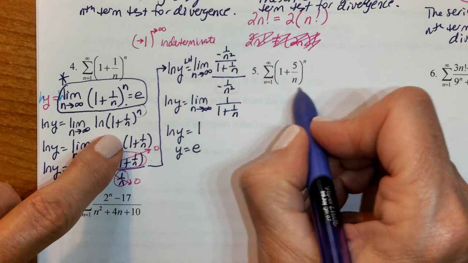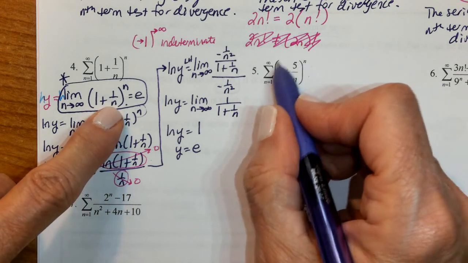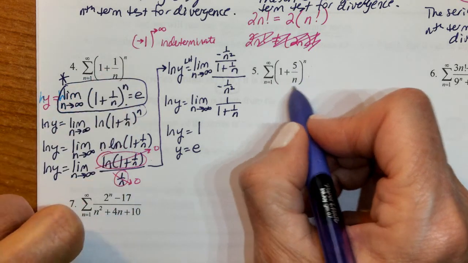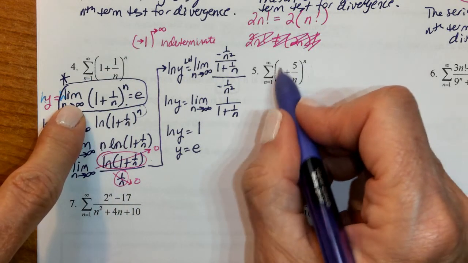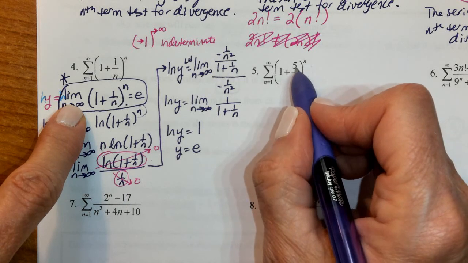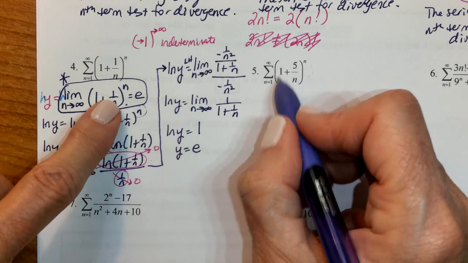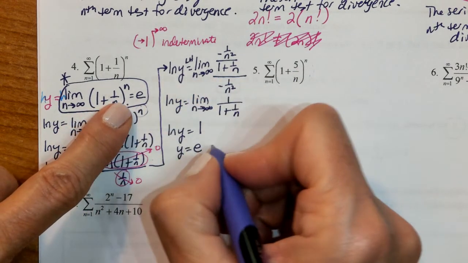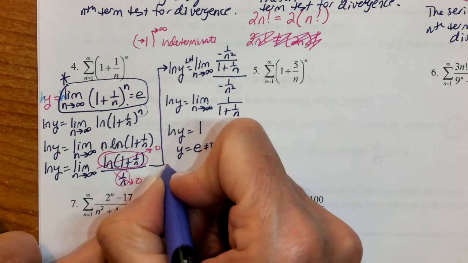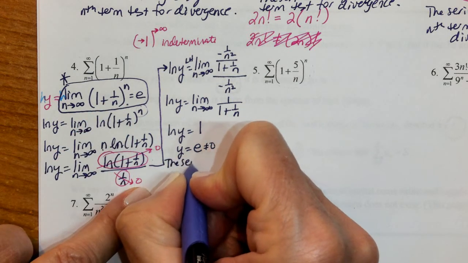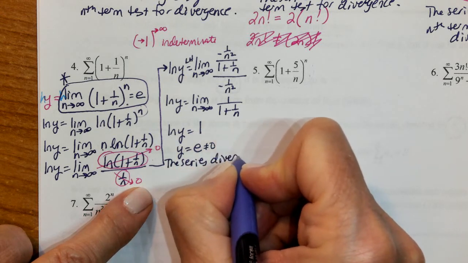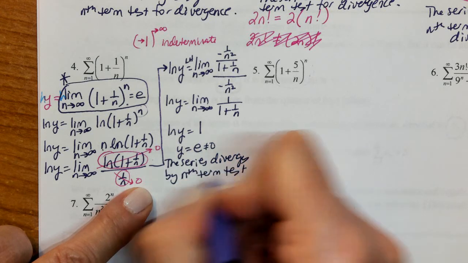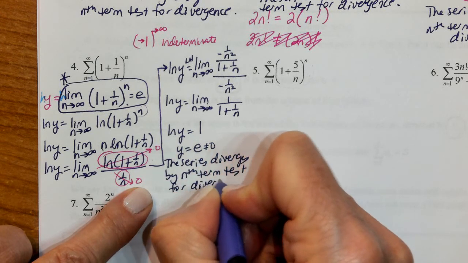Look over here at number 5. Very similar, except in place of the 1, there's a 5, right? When we write it as a limit, the limit of a sub n here will be e to the 5th. I need you to recognize that form. Okay? So, this limit is e, which is not 0, so I know that the series diverges by nth term test for divergence.